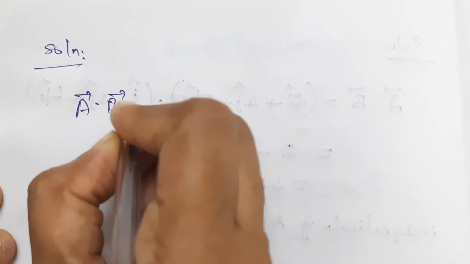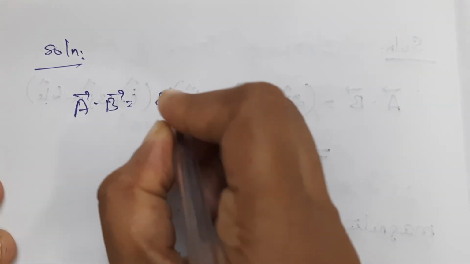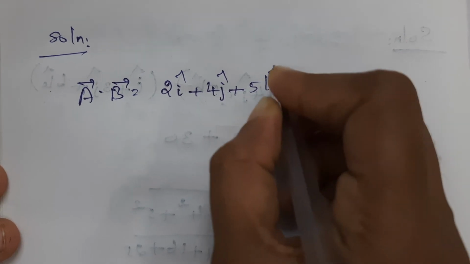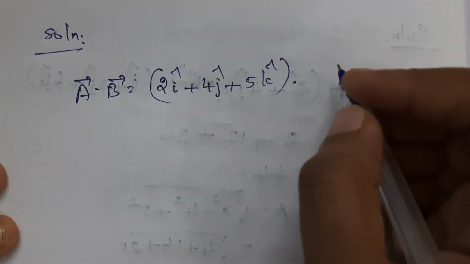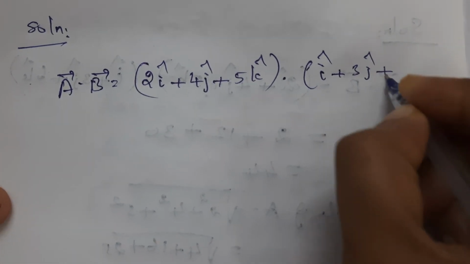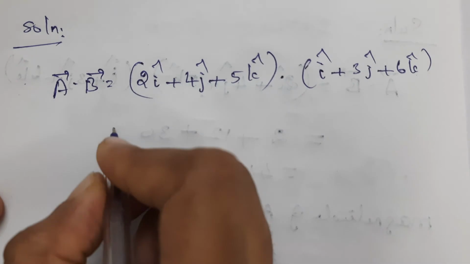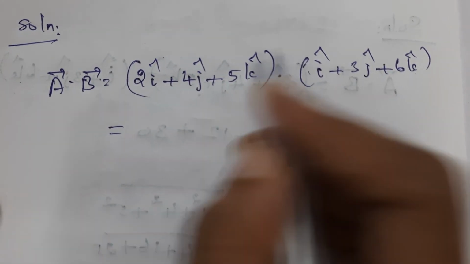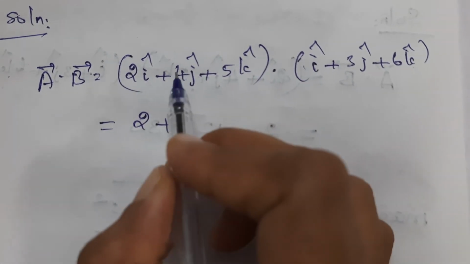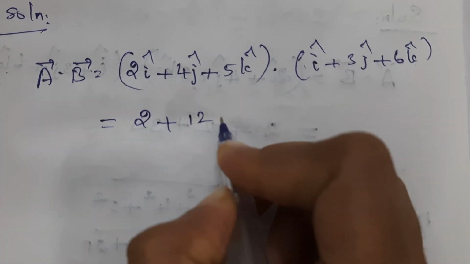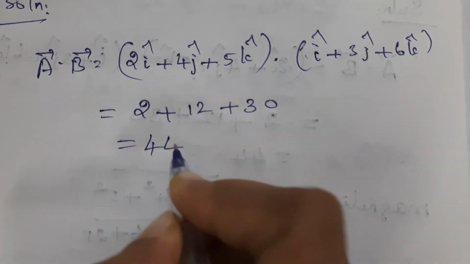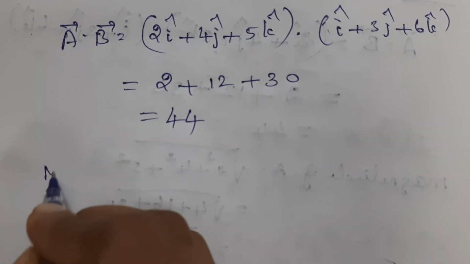First, A dot B, that is (2 i cap plus 4 j cap plus 5 k cap) dot (i cap plus 3 j cap plus 6 k cap). i dot i, j dot j, k dot k survive; other terms will be 0. So 2 into 1 is 2, plus 4 into 3 is 12, plus 5 into 6 is 30. So the answer is 44.